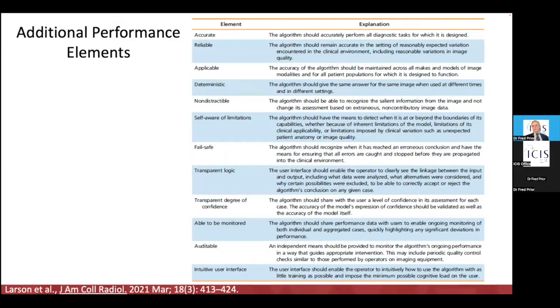Most people who are developing AI algorithms really focus on accuracy, or they look at the sensitivity and specificity characteristics of their model. But there are a lot of other key parameters that need to be dealt with, and you'll see these as recurring themes in this talk.